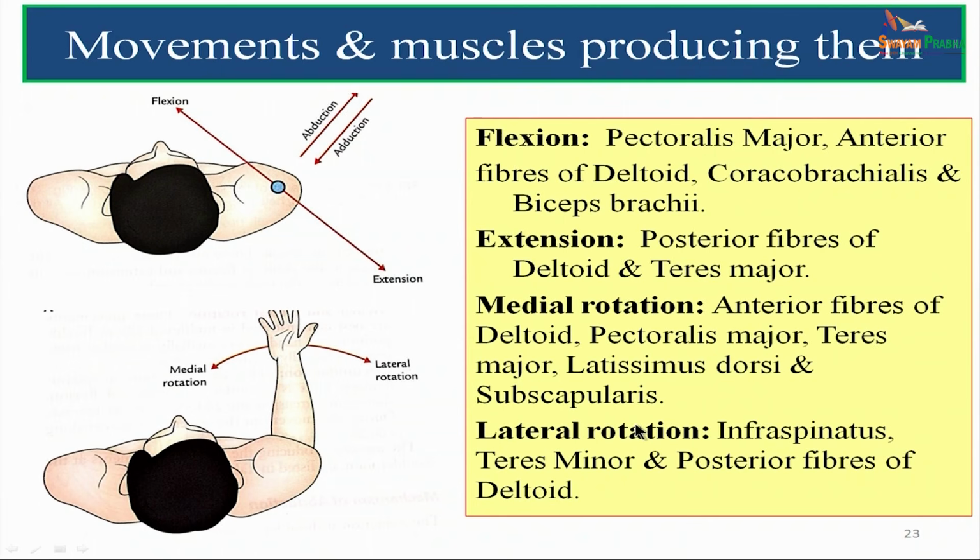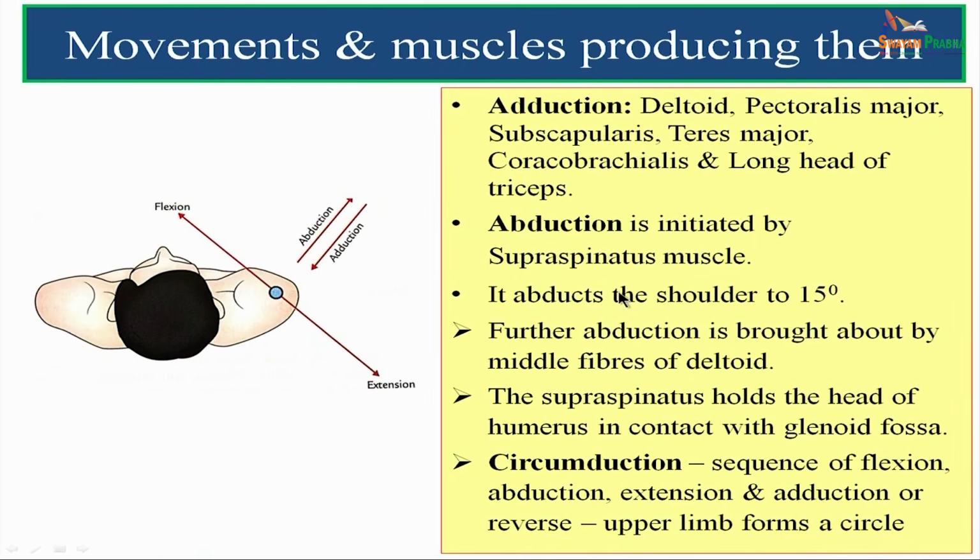Lateral rotation is brought about by infraspinatus, teres minor and posterior fibers of deltoid. Adduction is made possible by deltoid, pectoralis major, subscapularis, teres major, coracobrachialis and long head of triceps.